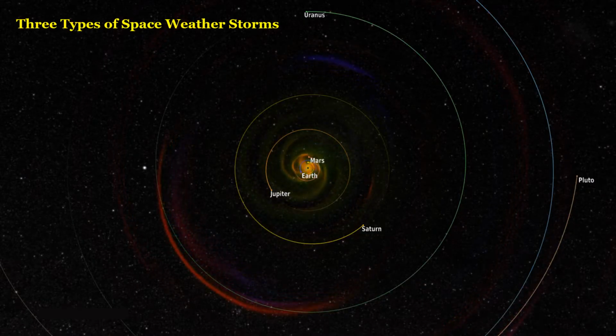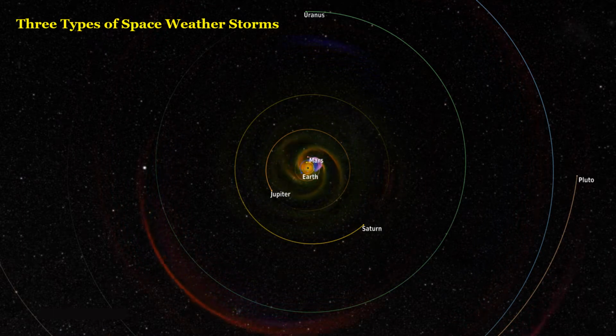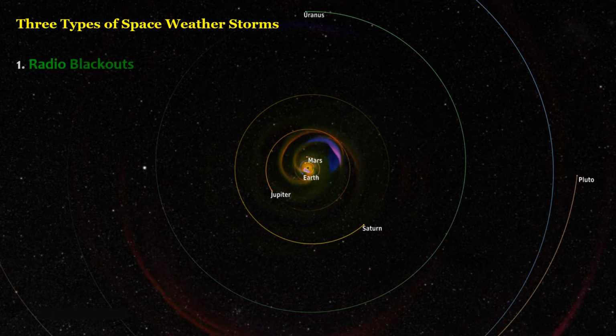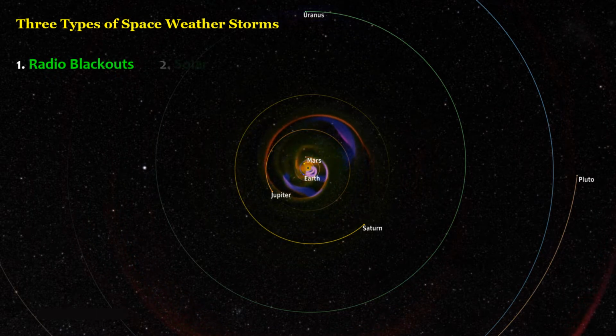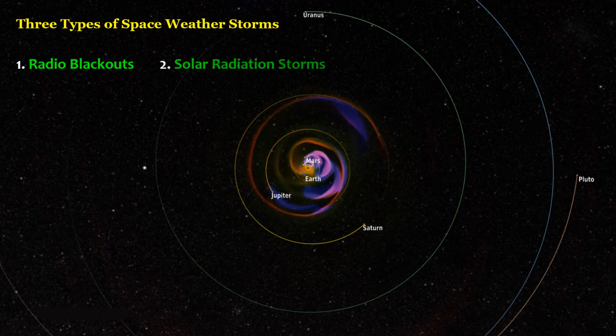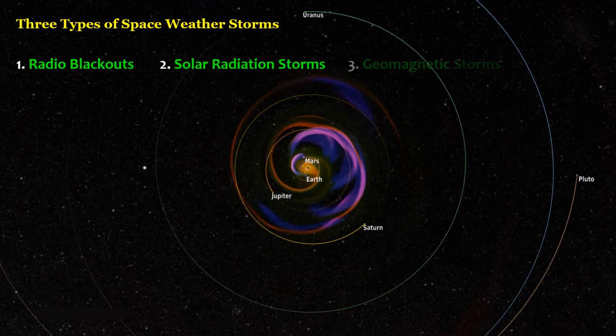3 types of space weather storms. 1. Radio blackouts. 2. Solar radiation storms. 3. Geomagnetic storms.